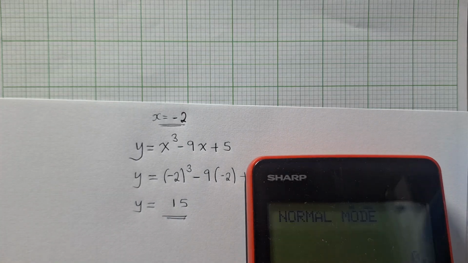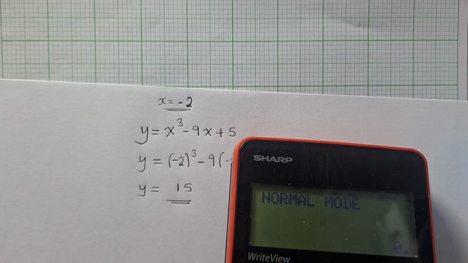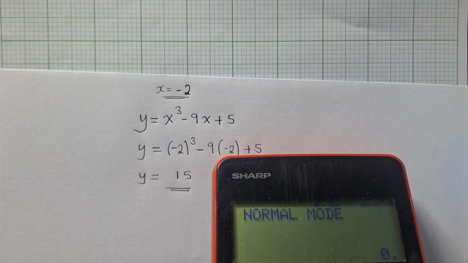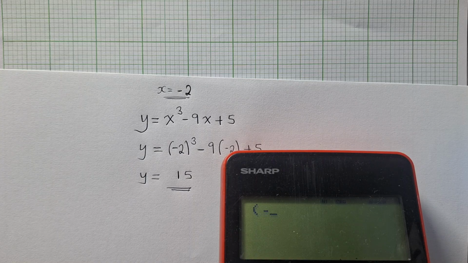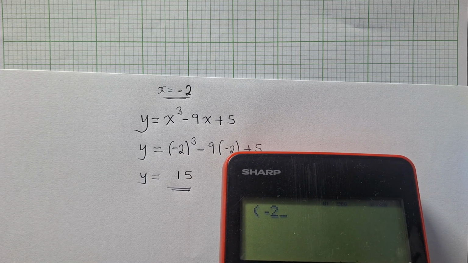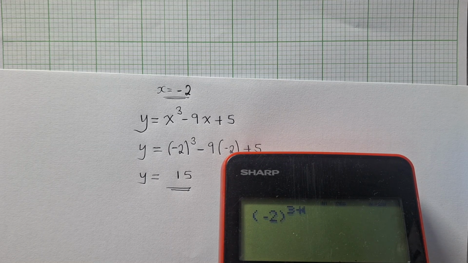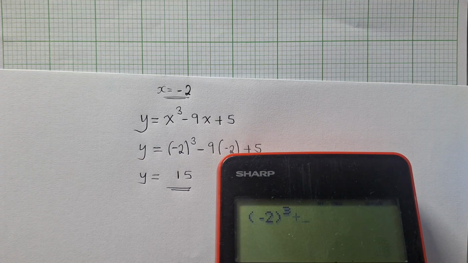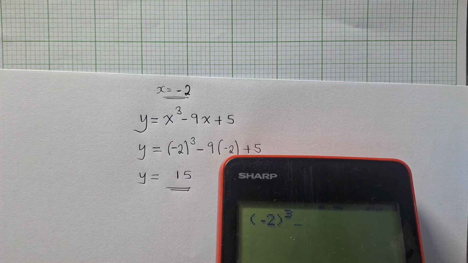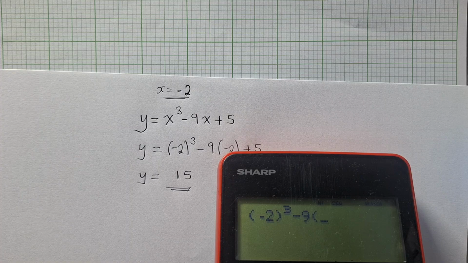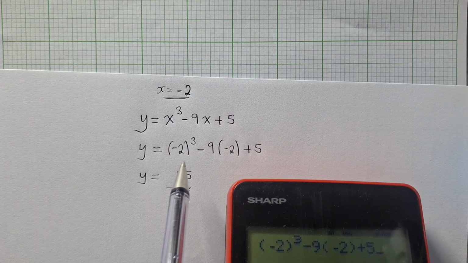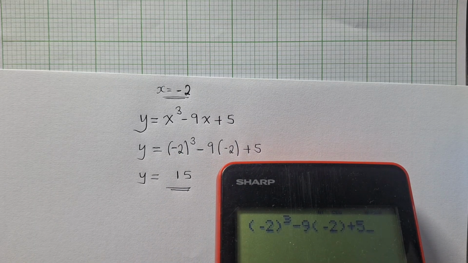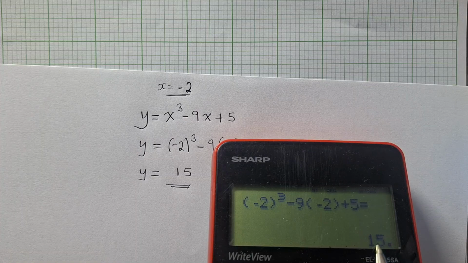If you don't want to waste much of your time, you can just get your calculator and start punching what you see here. Start with the brackets, open bracket, negative 2, close, power 3, minus 9, open bracket, negative 2, close, plus 5. What I have here is the same as what we have right here. You just say equal to, and it will give you the answer, which is 15.